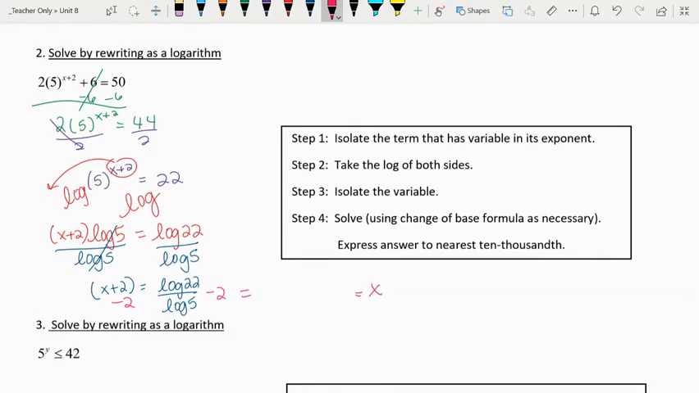Now I would do these in pieces, otherwise you have to be very careful on how you type them in. So I would do log 22, hit enter, divided by log 5, hit enter, and then subtract 2. So we get negative 0.0794. They do say 10,000, which typically is what they're going to ask for.